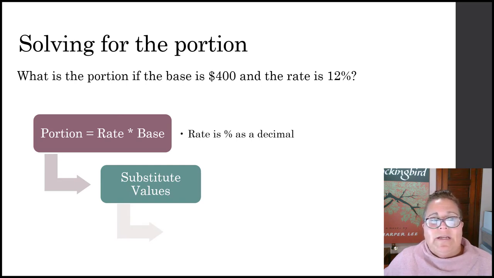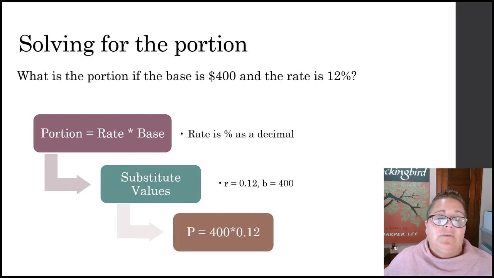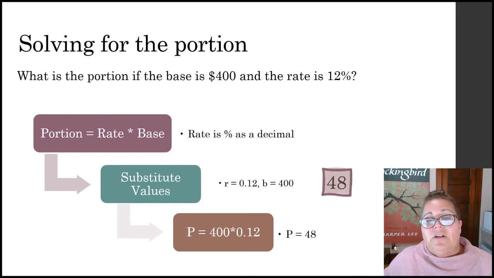Portion is equal to rate times base. Using that our rate is 0.12, which is 12% as a decimal, and our base is 400, we will have P is equal to 400 times 0.12, which is 48. This gives us a portion of 48, or 48 is 12% of 400.